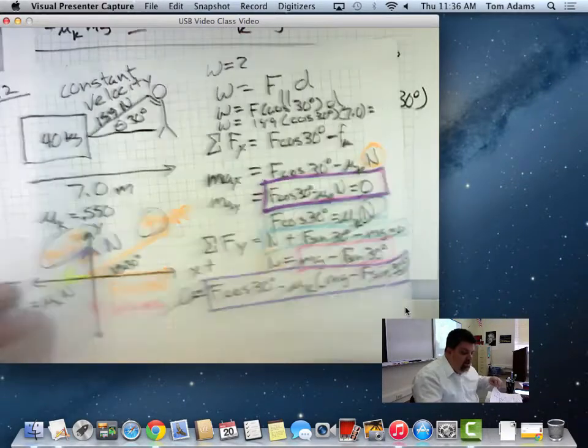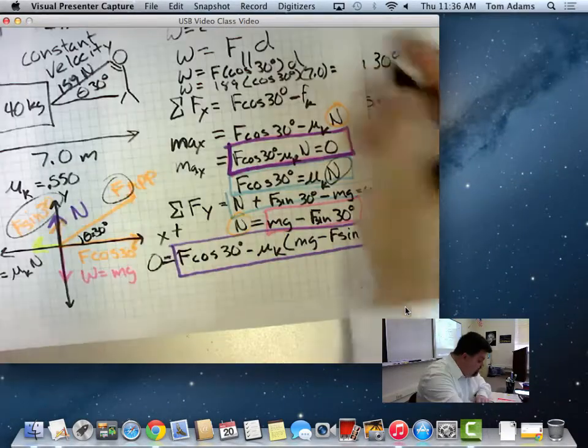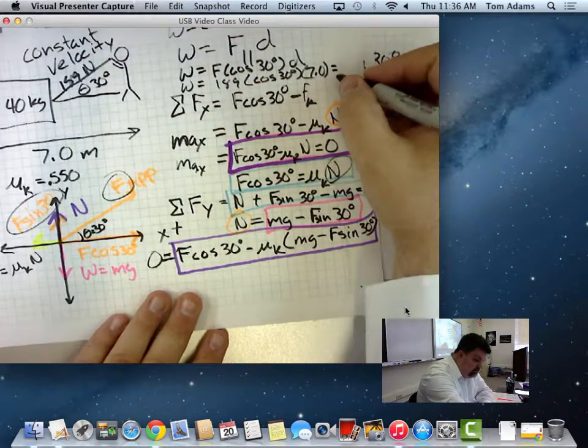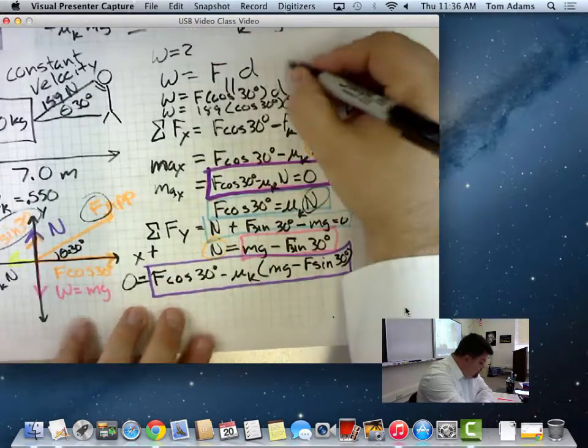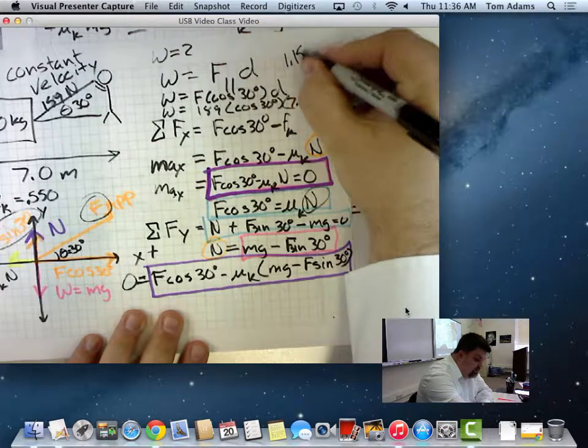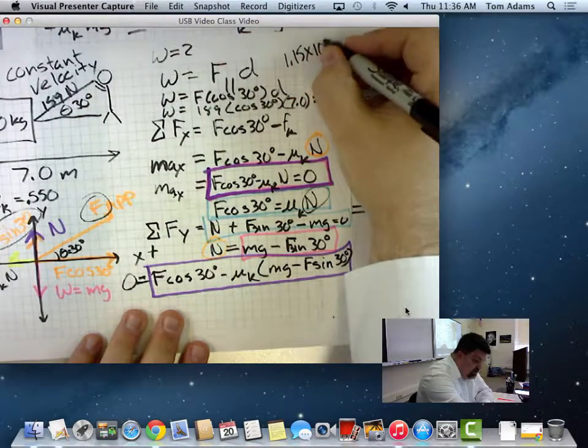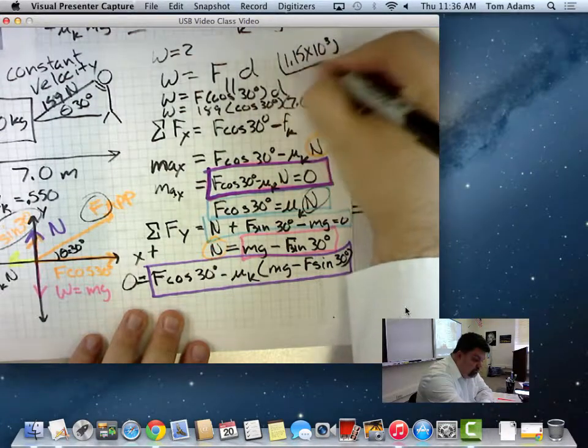So I'm running out of space here. Maybe I should write it on a separate sheet of paper, or are you guys okay if I squeeze it in down here? Squeeze it in, save the tree. I'll write it right here. It's 1.15 times 10 to the 3 joules.